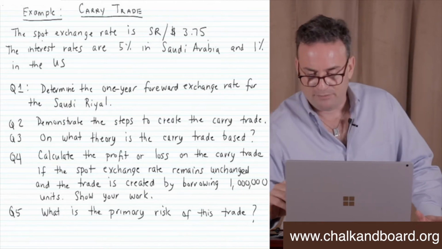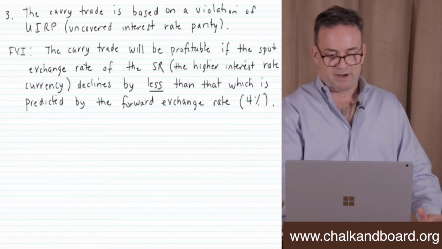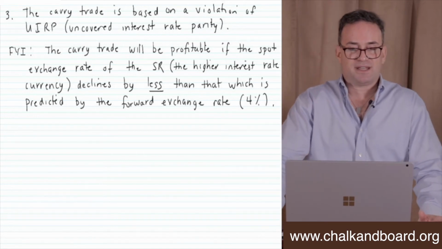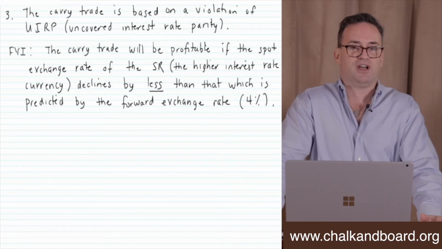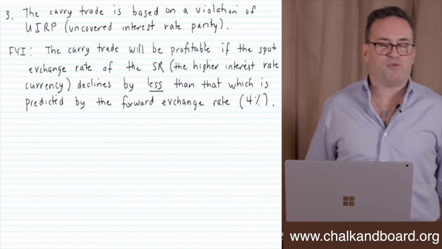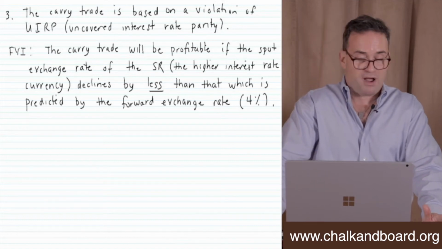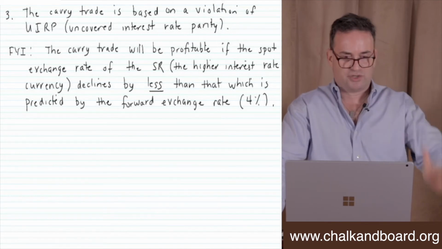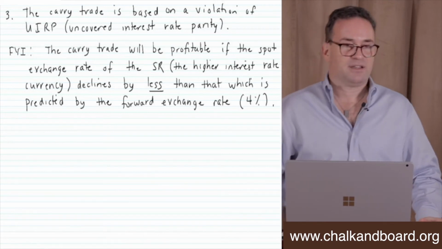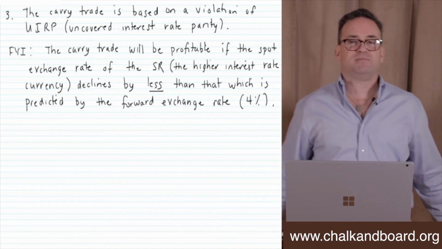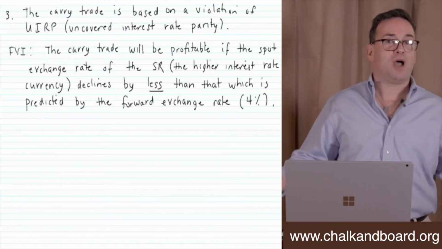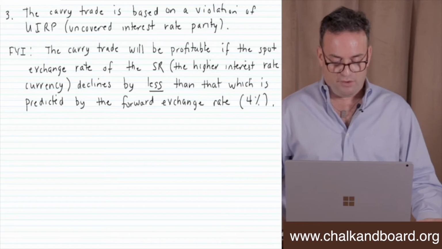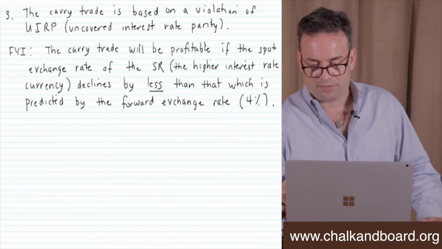So it'll be profitable if you go to the answer key. Question number 2, I already walked you through those steps, 1, 2, and 3. And then the answer to number 3, as it shows you on the screen, the carry trade is based on a violation of uncovered interest rate parity. And again, I put this FYI, for your information. The carry trade will be profitable to you if the spot exchange rate of the Saudi riyal, because that's the foreign currency, the country with the higher interest rate, declines by less than 4%, because that's what's expected by the marketplace. What does it mean that you're expecting it to depreciate less? You're expecting it to appreciate in essence. You're not expecting it to depreciate as much as the market is expecting based on the implied forward discount of 4%. So that is the answer to question number 3.